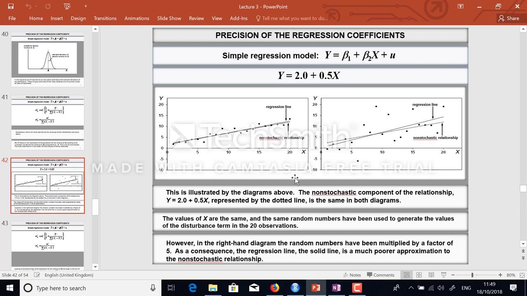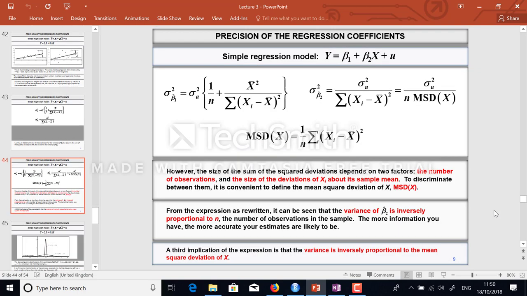Non-stochastic means it's the dotted part, the true line. Then we add the u's. That creates these actual dots. So, with the large error variation, our estimator will be inefficient. It's not precise, in other words. When it becomes inefficient, it's not precise. Clear, guys? The assumptions are a little tedious to go through.